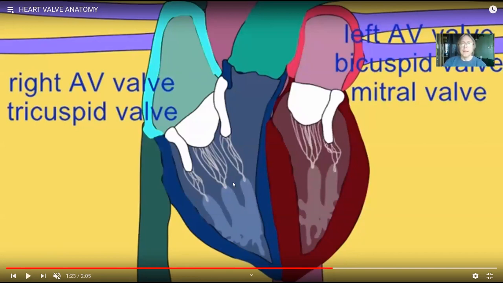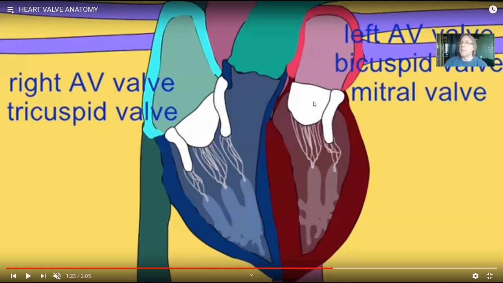Now, you can call this the right AV valve between the right atrium and the right ventricle, and this is the left AV valve. This one has three cusps, so it can also be called the tricuspid. This one has two cusps, so it can also be called the bicuspid. This one also goes by the name mitral valve. So mitral valve prolapse is that this valve is too high, it is prolapsed. And once again, just because the heart is so important and medicine is practiced all over the world, there are just multiple names which have come into common usage.